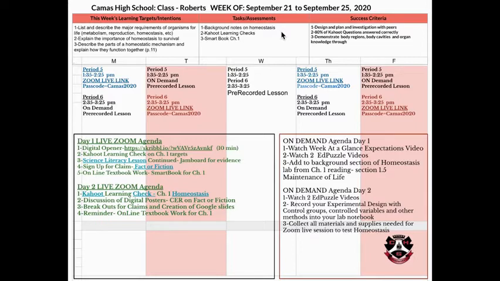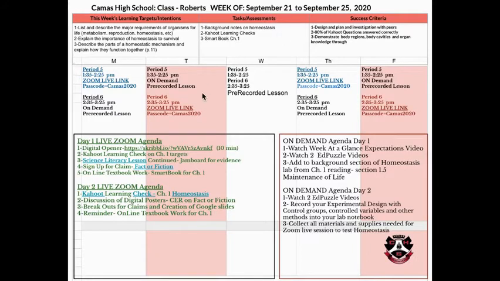Number two, getting 80% of your Kahoot questions answered correctly. There's another sign of success that you're starting to get your learning targets understood. And number three, are you able to demonstrate your body regions, body cavities, and organ knowledge through different things, from the whiteboard, from the Kahoots, from quizzes? So are you demonstrating that knowledge of those topics while you're doing the activities?